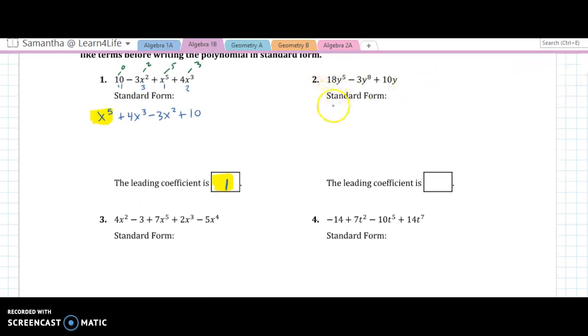Okay, so now this one, the standard form, let's do the same thing. So the degree of this term is 5, the degree of this term is 8, the degree of this term is 1. Right, so standard form, we're going to go in order from biggest to smallest. So this one's going to go first, and we want to make sure that we take the sign with it. So negative 3y to the 8th plus 18y to the 5th plus 10y. Right, and then the leading coefficient we get from this term, the leading coefficient is 3.